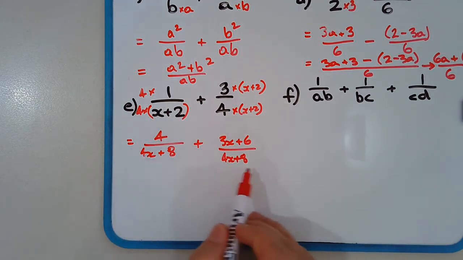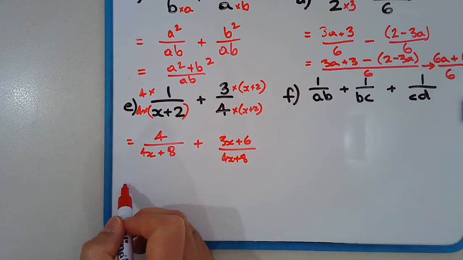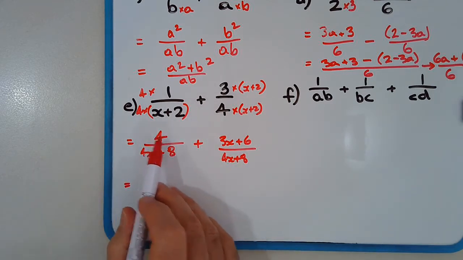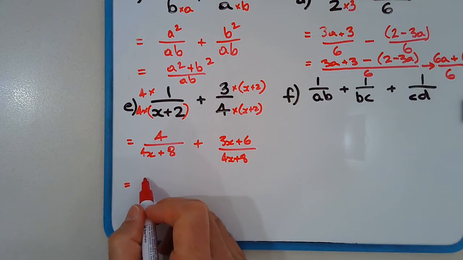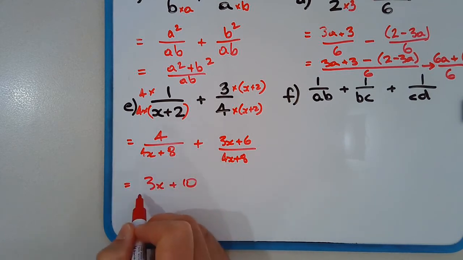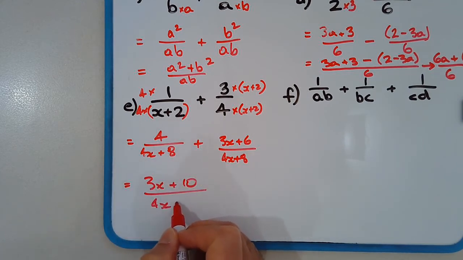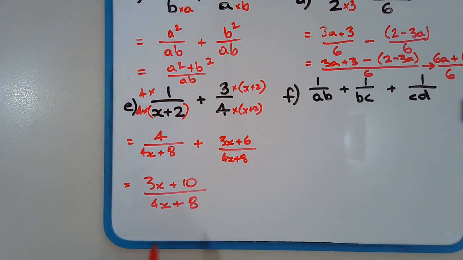Okay, now we have the denominators are identical, they're common, we can just add the numerators now. So 4 plus 3x plus 6, that's going to be 3x plus 10 over 4x plus 8. Always check to see if you can simplify the fractions. You simplify that by factorizing out the highest common factor. For example, we can factorize out 4 out of the denominator, but we can't factorize anything out of the numerator. So that's as simple as it's going to get.